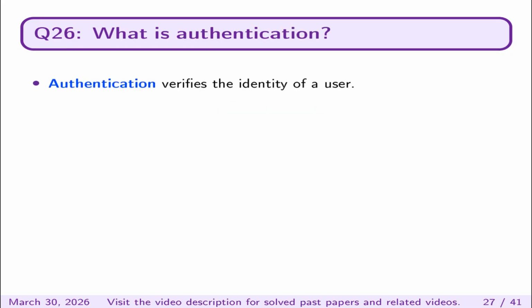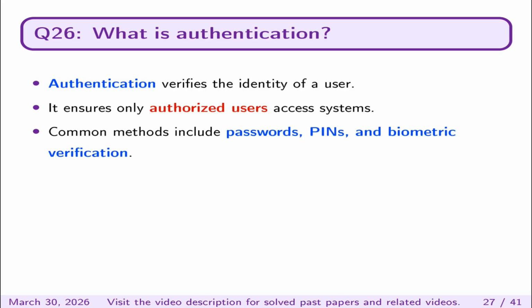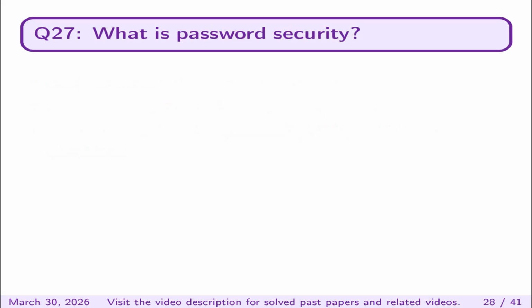What is authentication? Authentication verifies the identity of a user. It ensures only authorized users access the system. Common methods include passwords, PINs, and biometric verification.